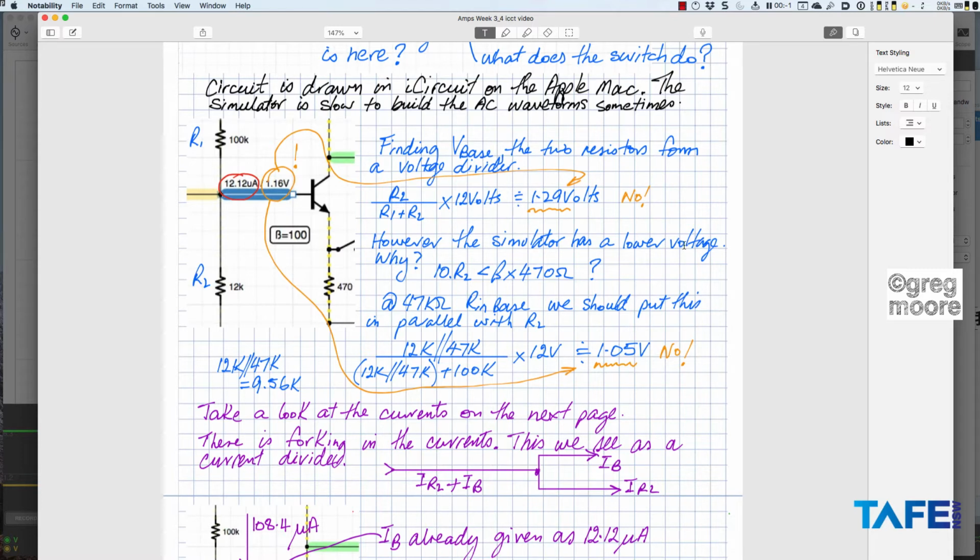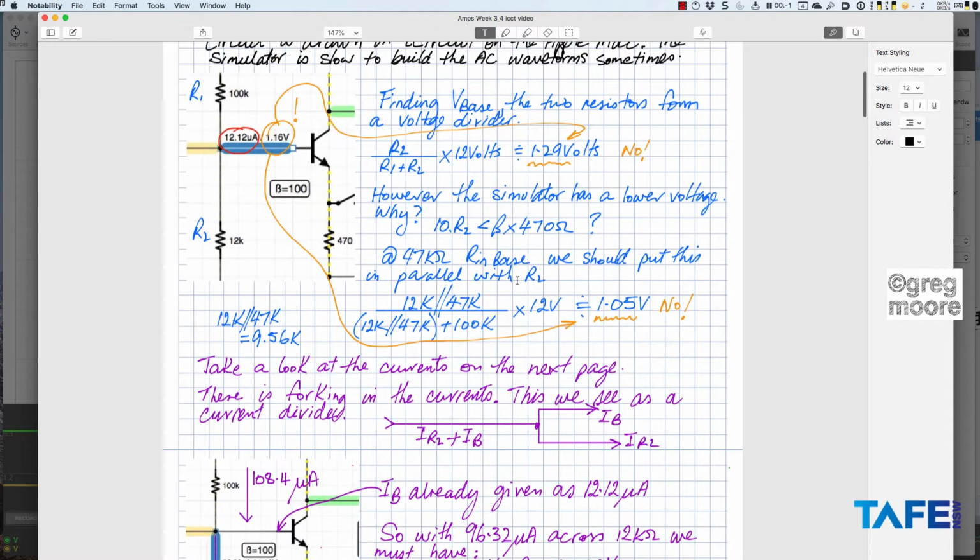The simulator has a lower voltage. The simulator says that I have 1.16 volts. I calculated 1.29. Well, the simulator's probably got the right idea because it's taken into account that current. Now, how did the simulator achieve that? Well, when we look at this resistor and we see that we've got 12k, we have to multiply that by 10 to do some maths here. 10 times R2 is 120k, and we say to ourselves, is that less than beta times 470 ohms? Well, beta times 470 is 47k.